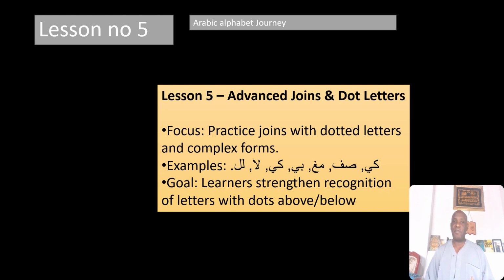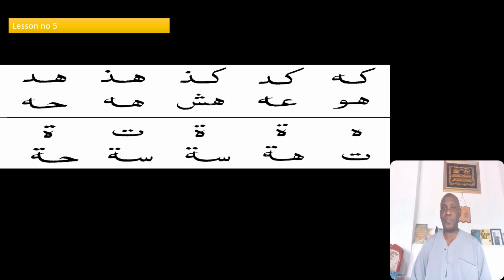Welcome to lesson number 5, advanced joins and dotted letters. Focus will be on the dotted letters and also complex forms. We'll be looking at kaf and ya connections. Let's get into it. Okay, lesson number 5. Here we're looking at other joining letters also. Let's go through it now.